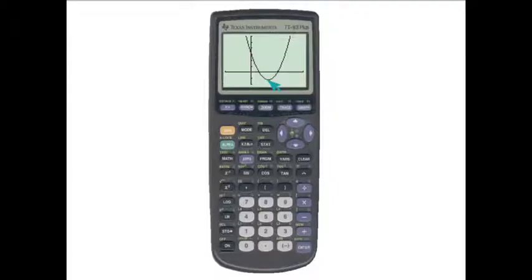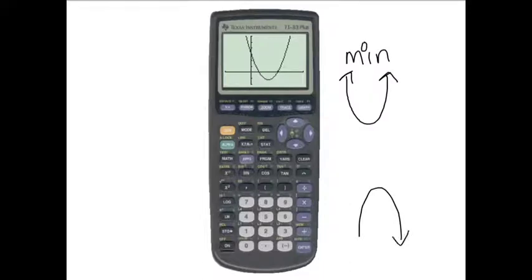There is a way you can do it on your calculator, and it's going to be second function trace, and what you want to do is look for the minimum. If your parabola is pointing up like this, you're going to be looking for the minimum. If it is pointing down like this, your vertex is on the top, and that's going to be a maximum that you're looking for. So be careful about that.